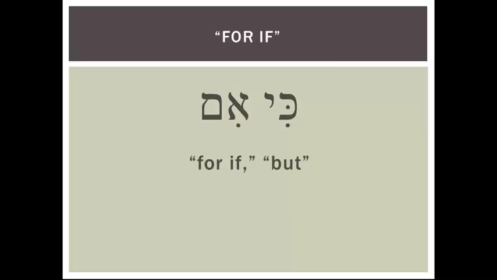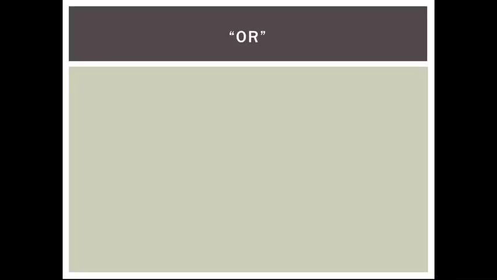Here's another one. This is the two words we just had: "for if" can sometimes be a construction that means "but." Okay, now here's finally, as far as conjunctions go, the word "or." Not a frequent word in Hebrew, but there it is.